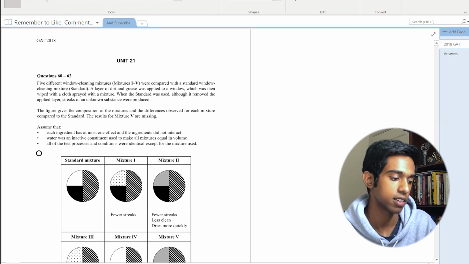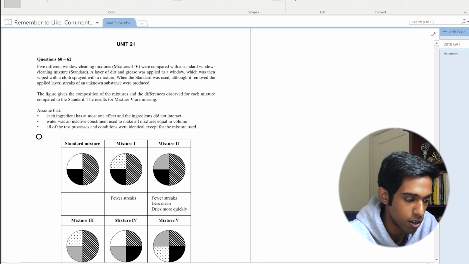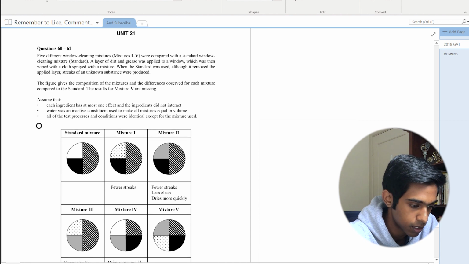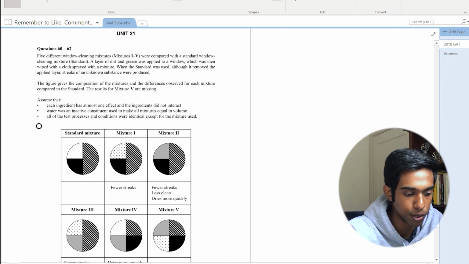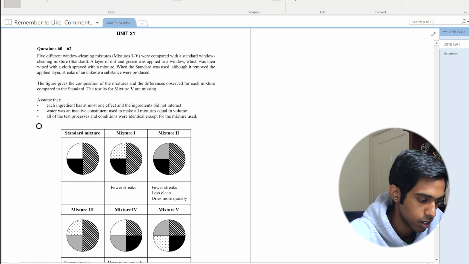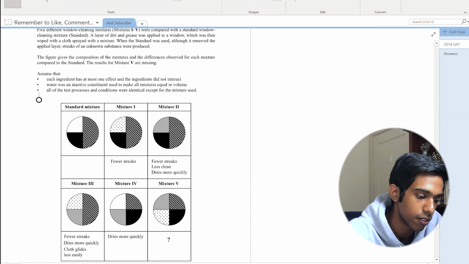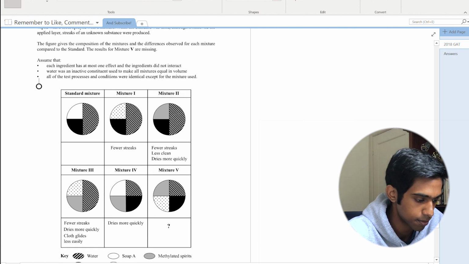Okay, next set. 5 different window cleaning mixtures, 1 to 5, were compared with standard window cleaning mixture. A layer of dirt and grease was applied to a window, which was then wiped off with a cloth sprayed with a mixture. When standard was used, although it removed the applied layer, streaks were produced. This figure gives the composition of mixtures and differences observed for each mixture compared to the standard.